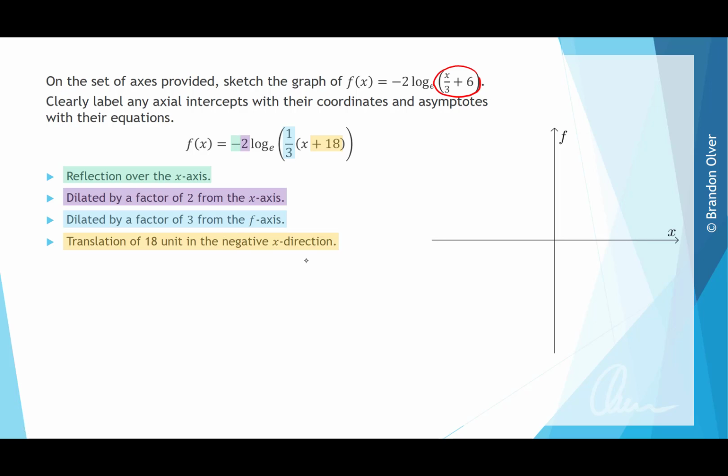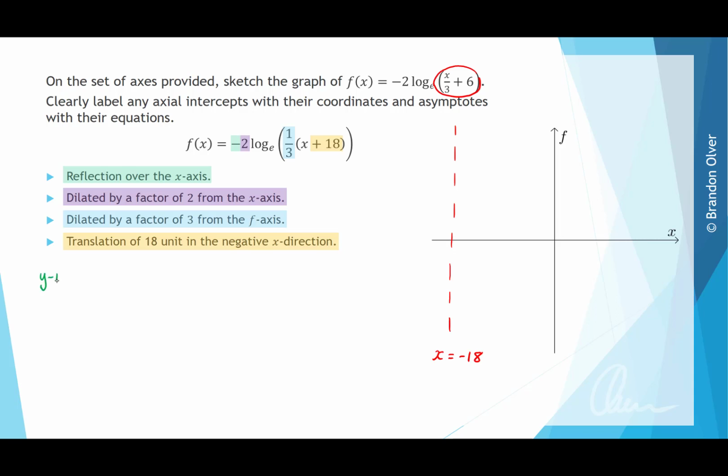And it's this translation that tells us where our vertical asymptote is. So instead of being at x equals 0, this vertical asymptote is now at x equals -18. Next, we can go through the process of finding any x or y intercepts.